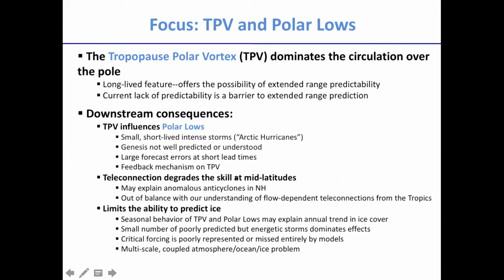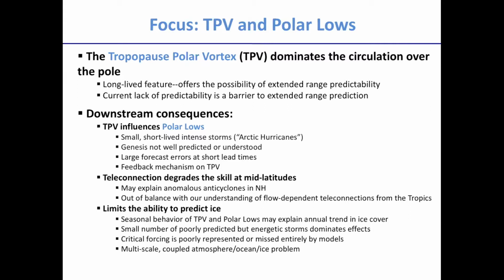Our focus in this is going to be on the troposphere polar vortex, which dominates the circulation over the pole, and the polar lows and Arctic cyclones that are the downstream consequences of that large-scale feature. These are short-lived, intense storms called things like Arctic hurricanes in the past. They're not well predicted or understood, and we really have large forecast errors at very short lead times. And we think there's feedback and multi-scale interaction between those and the troposphere polar vortex.